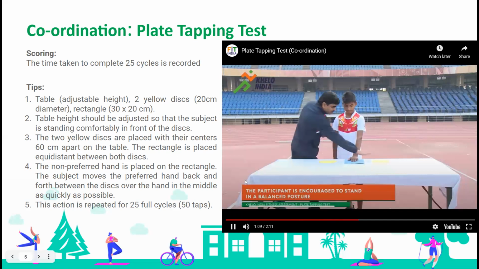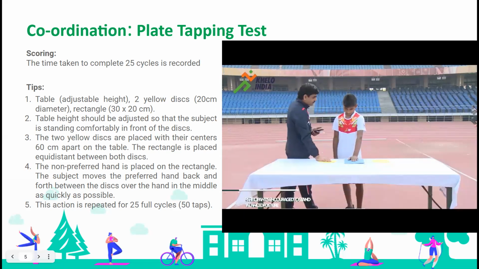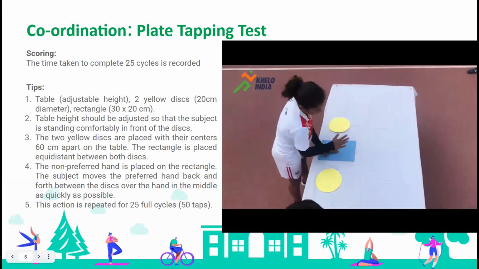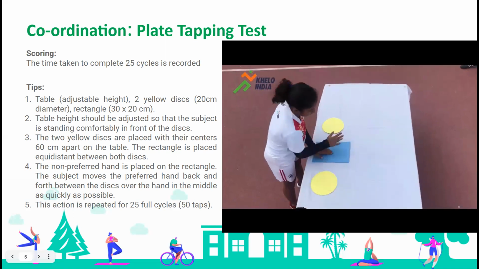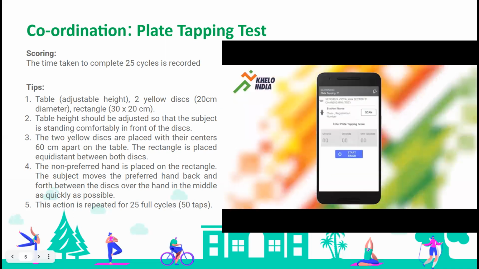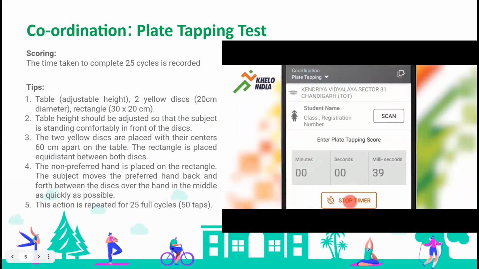The participant is encouraged to stand in a balanced posture. The non-preferred hand is placed on the rectangle. The subject moves the preferred hand back and forth between the discs over the hand in the middle as quickly as possible. Once the participant starts this test, the start timer option should be tapped on the screen.